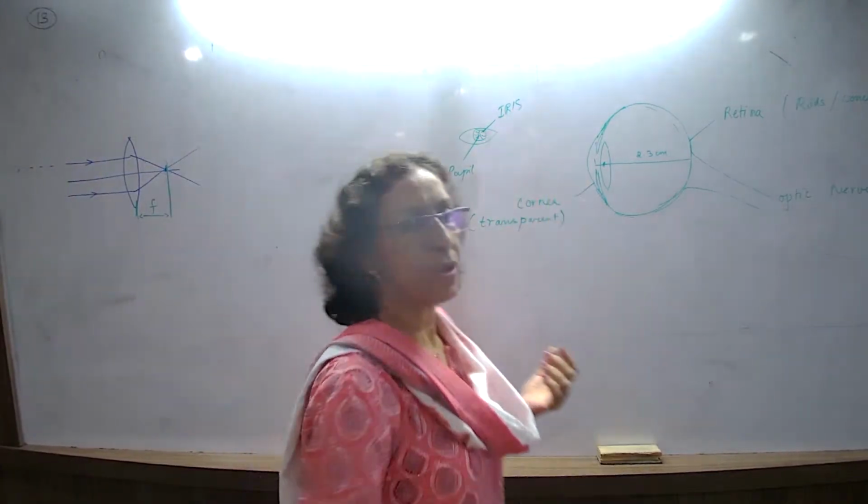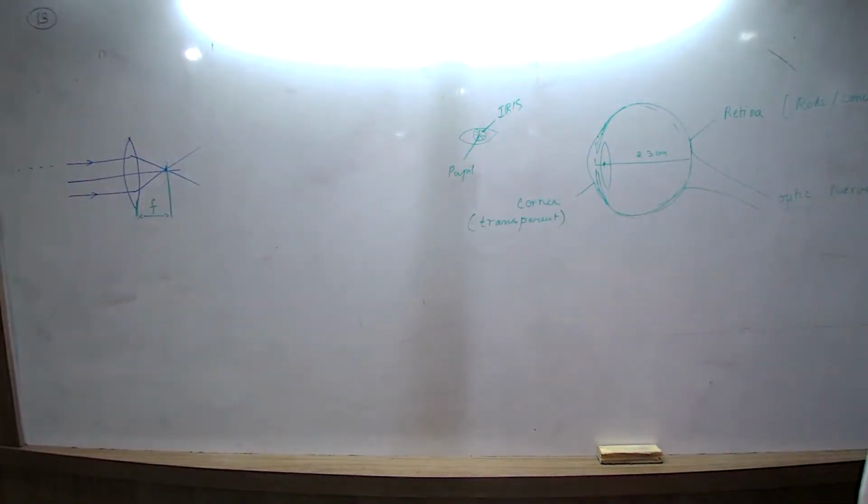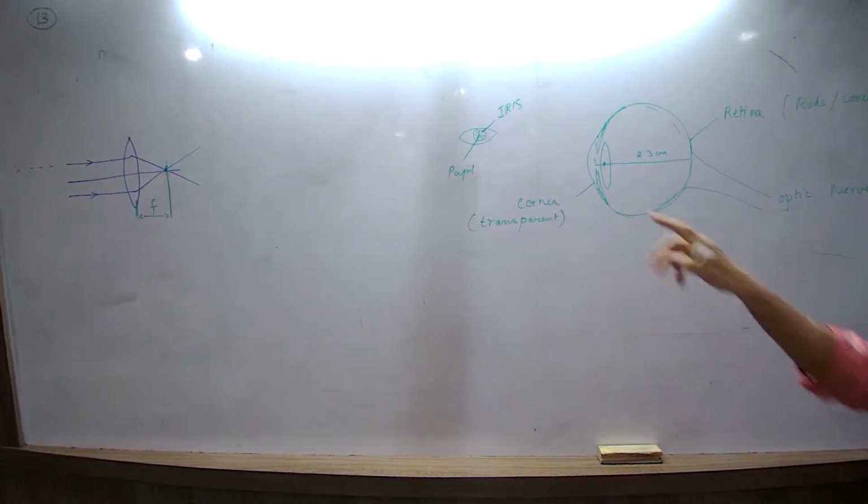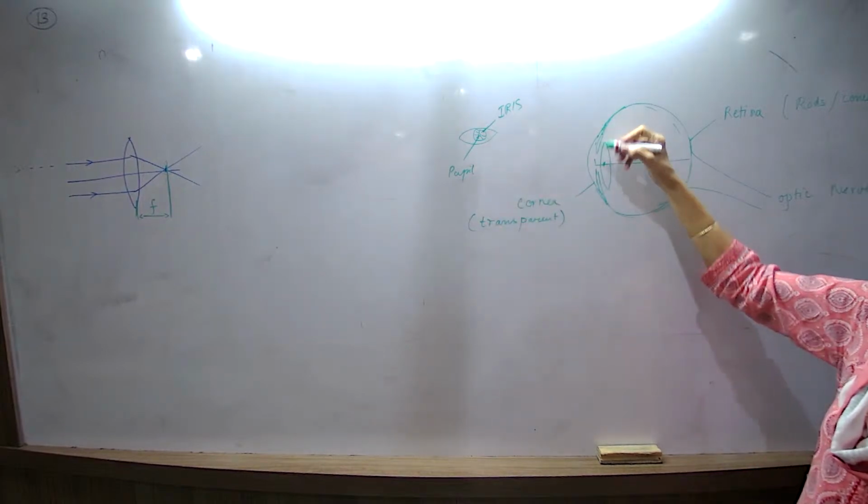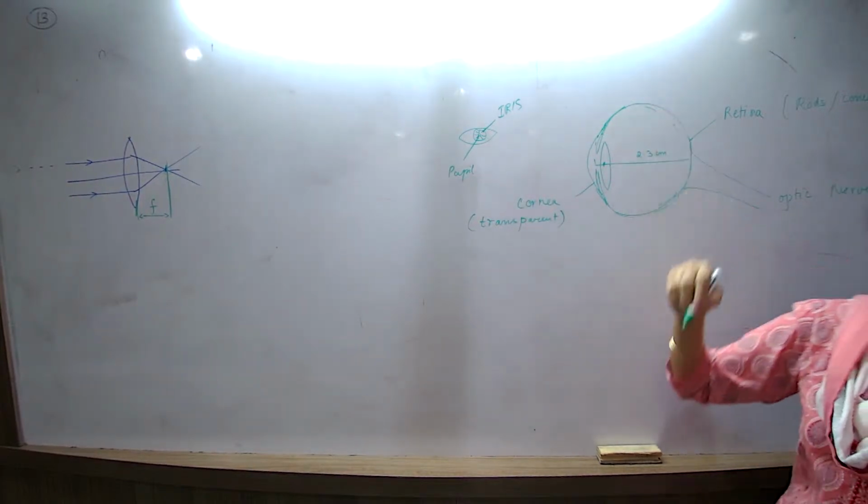So what is the function of the iris? Iris is a muscular diaphragm which controls the intensity of the light. It is allowing the light to enter in. And this is the pupil. So this is the side section where you can actually see.